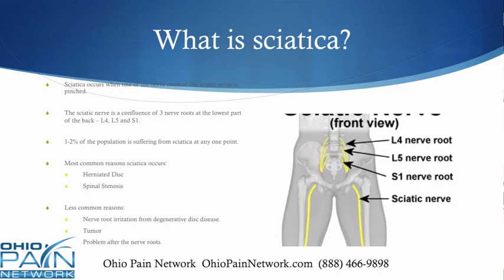Okay, 1 to 2% of the population suffers from sciatica at any one point in time. Most commonly it occurs because of either a herniated disc in the low back or something called spinal stenosis. There are some less common reasons such as nerve root irritation from degenerative disc disease, a tumor, or a problem after the nerve roots, meaning the sciatic nerve is here and then there's something going on after the sciatic nerve is formed.